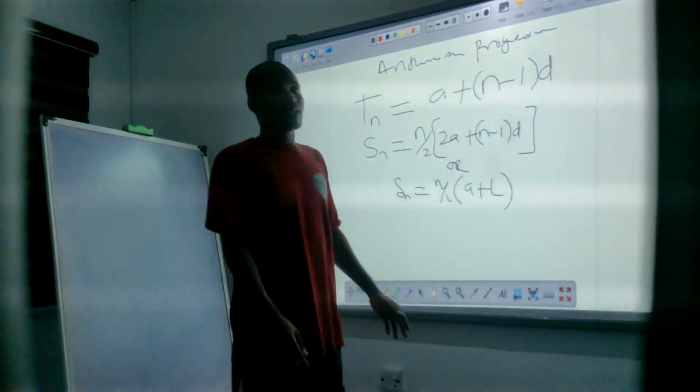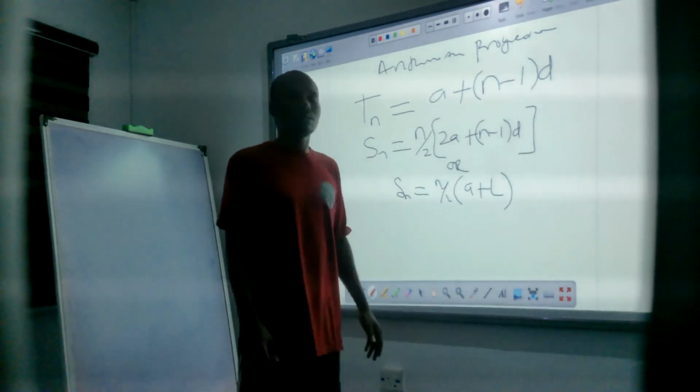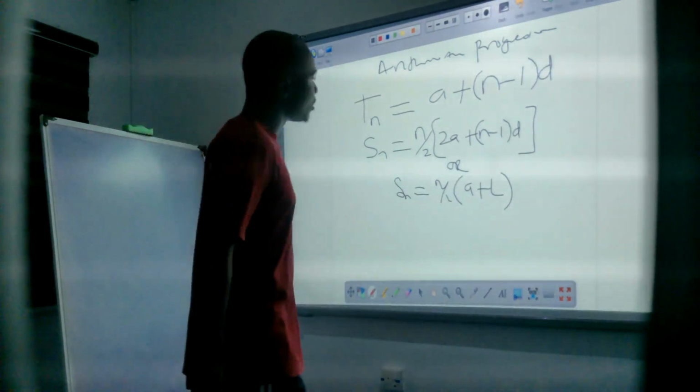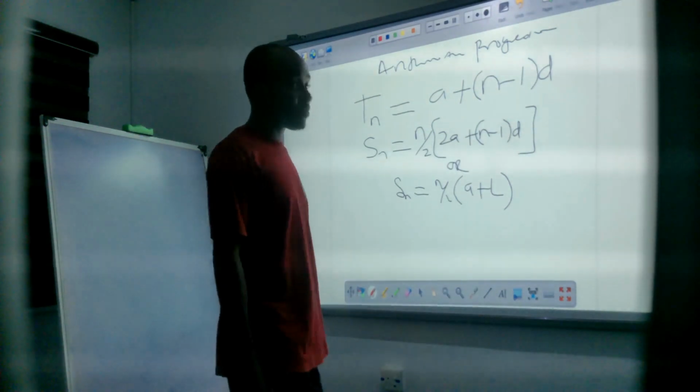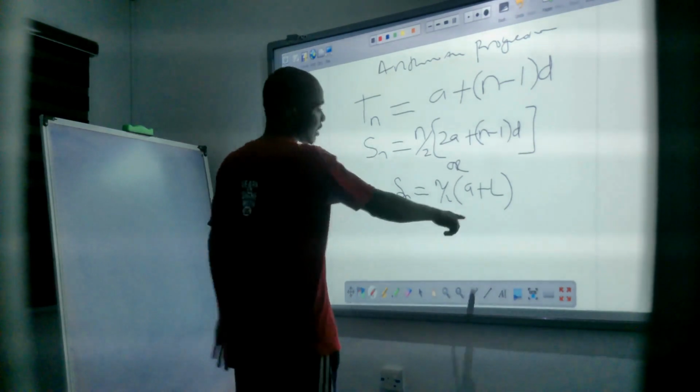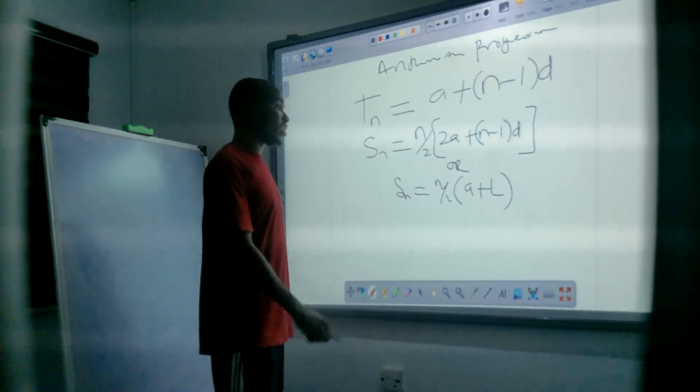N is 25, so n is 25 in the formula. So you must know the first term and the common difference. With that, you can get the sum of the first any number of terms. Even now, you know the first term and the common difference of that particular sequence.